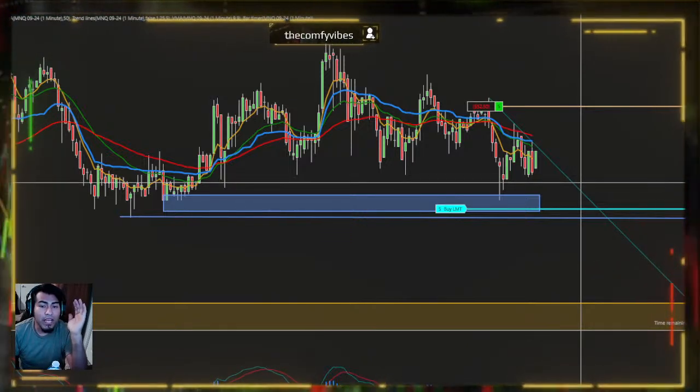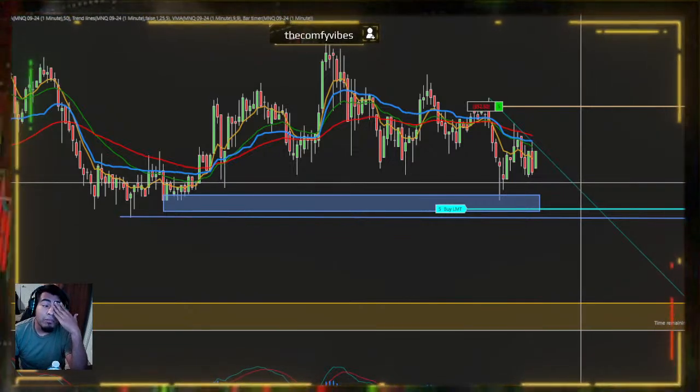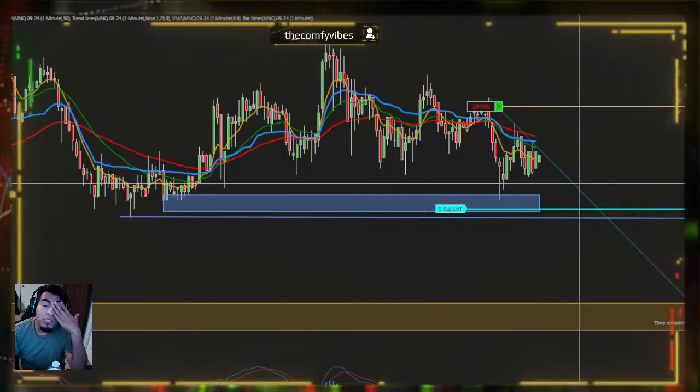Now on this 1 minute, I do want to see that 7 cross over, cross above that 21 and push up above that 50 and see if it holds there. If it holds it, then we're golden.